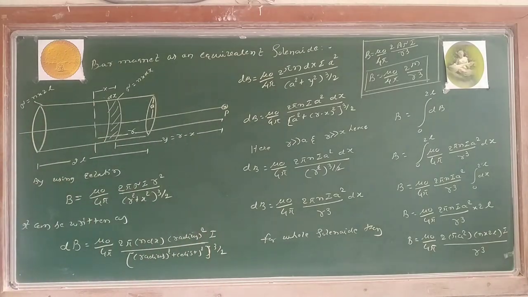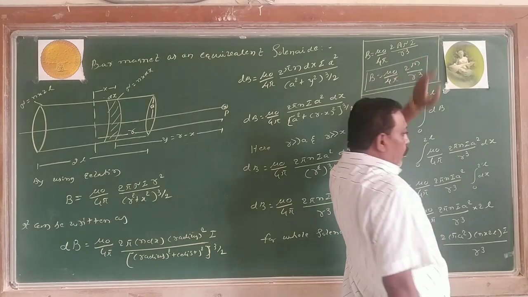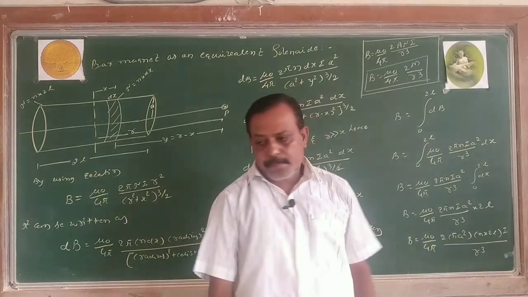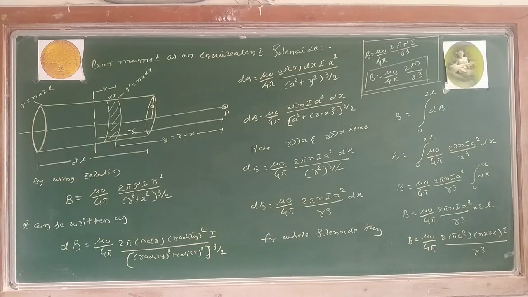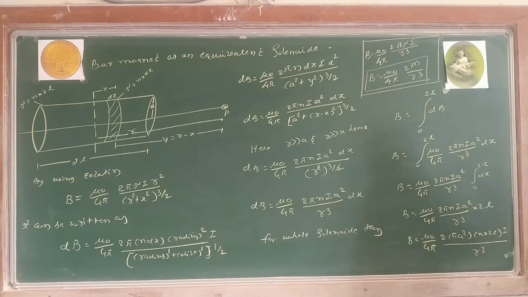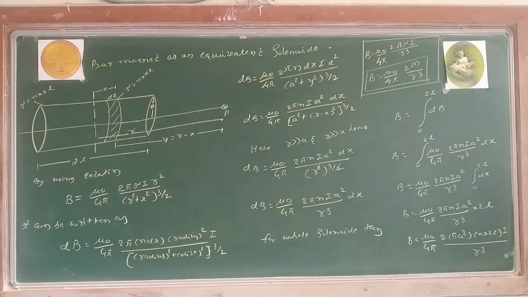Bar magnet as an equivalent solenoid. Now this gives the magnetic field at a point on the axis of a bar magnet at a distance r. This is nothing but the magnetic field on the axial line, 2M by r cube. This proves that a bar magnet has an equivalent solenoid. By using the solenoid concept, we come across what? For a bar magnet, the magnetic dipole moment is capital M, and the magnetic field on the axial line is 2M by r cube, with mu naught divided by 4 pi constant.